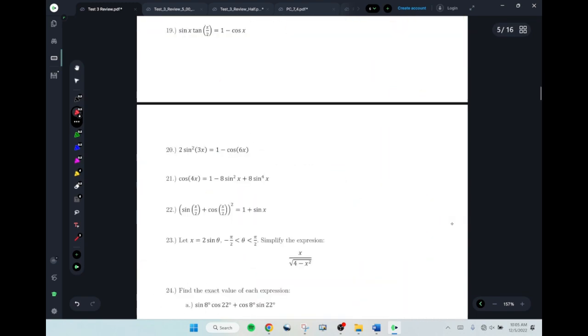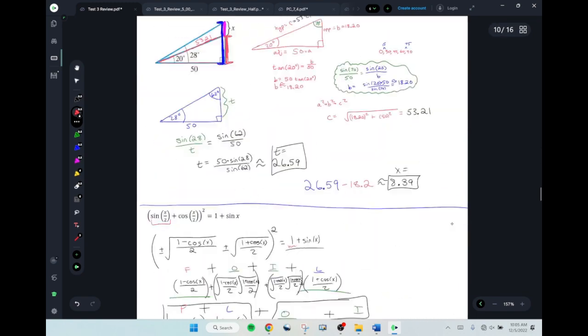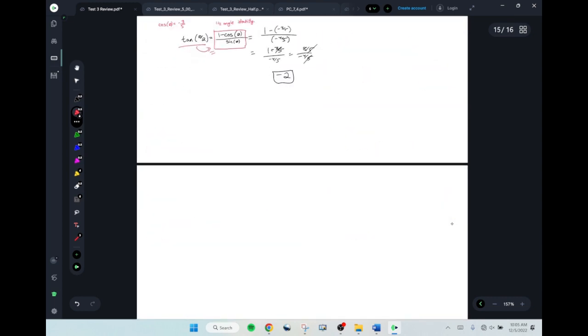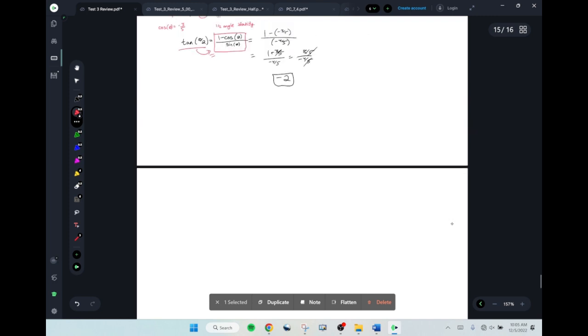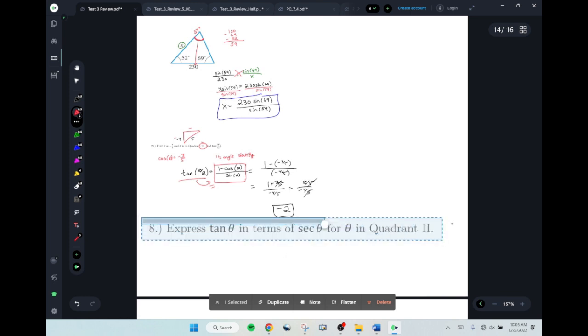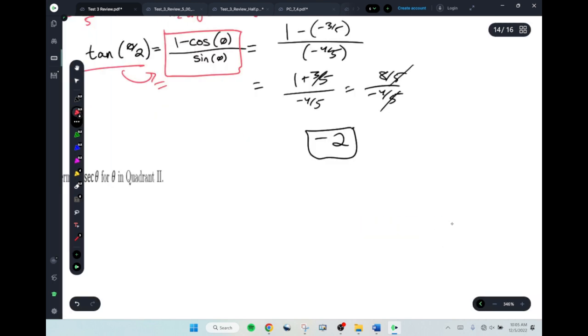Express tangent in terms of secant. So they're saying if you're given tangent, change it to be secant. Why on earth you would want to do that is beyond me, but the fact that we can do it is possible. So you're given tangent.